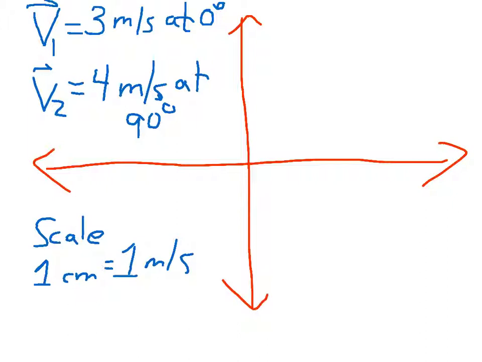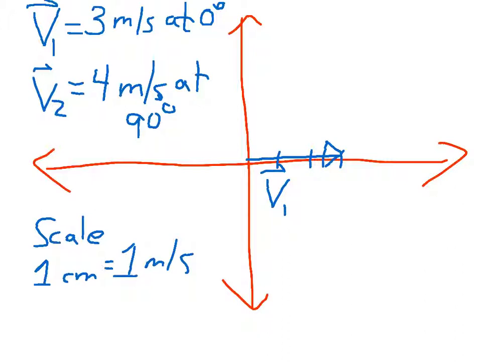So if I'm going to graphically do this tip-to-tail method, what I'm going to do is draw the first vector from the origin in the direction that it's indicated and the exact length. So with my scale being 1 centimeter equals 1 meter per second, and each hash mark representing 1 centimeter, this vector is going to be drawn from the origin in the direction of 0 degrees until I reach the 3 mark. And I'll draw the arrow there, and I'll label it vector 1.